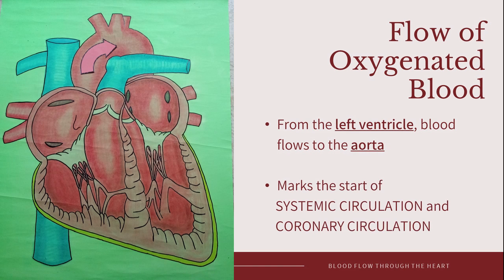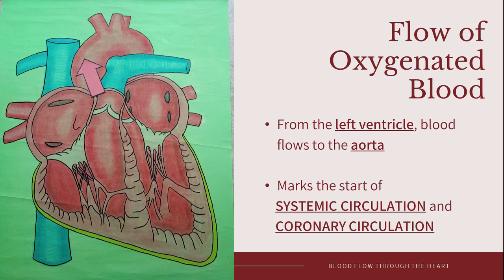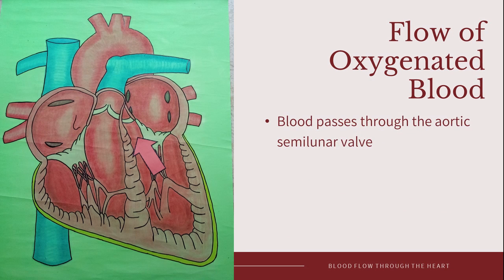This part of blood flow marks the start of systemic circulation and coronary circulation. Systemic circulation is defined as a series of blood flow between the heart and body through systemic blood vessels. On the other hand, coronary circulation is defined as a series of blood flow within the heart muscles through coronary blood vessels. Blood passes through the aortic semilunar valve, which is opened to facilitate this flow.